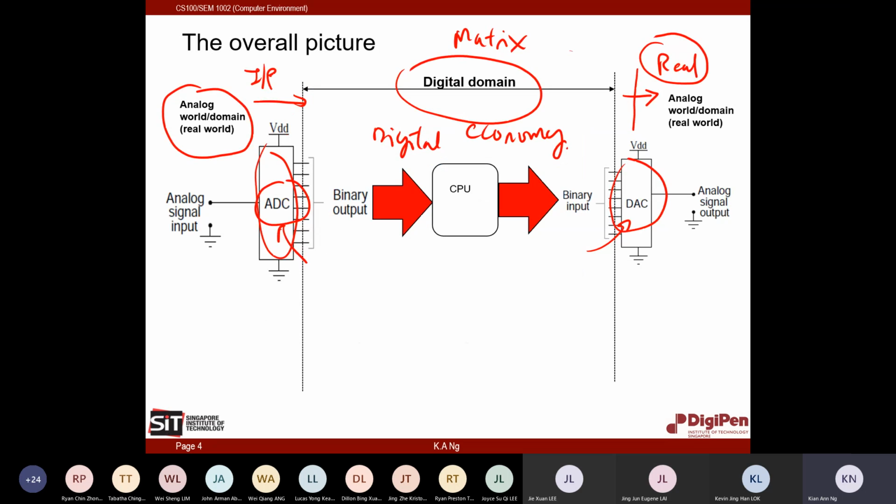Before I go to here, I will do a whiteboard. Okay. So how do we digitize analog signals? This is something that is not covered in the lecture, so just pay attention.